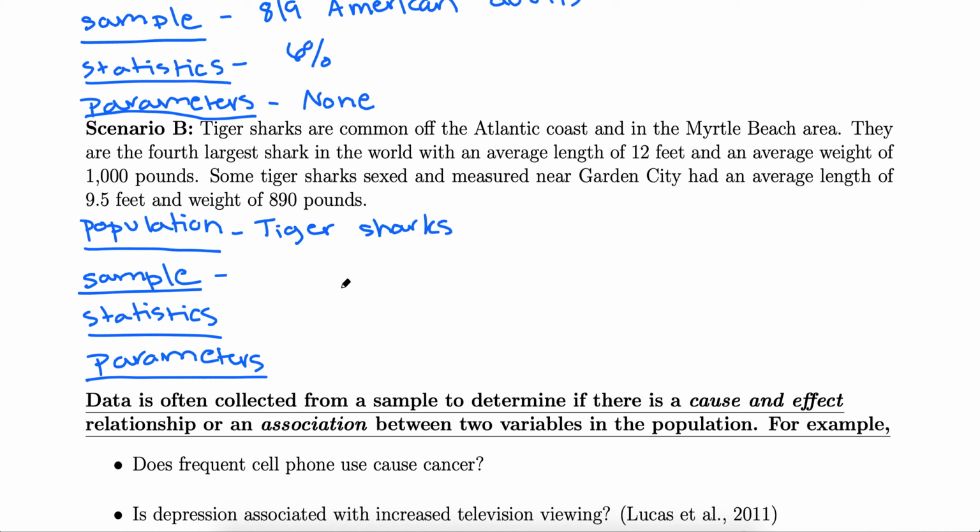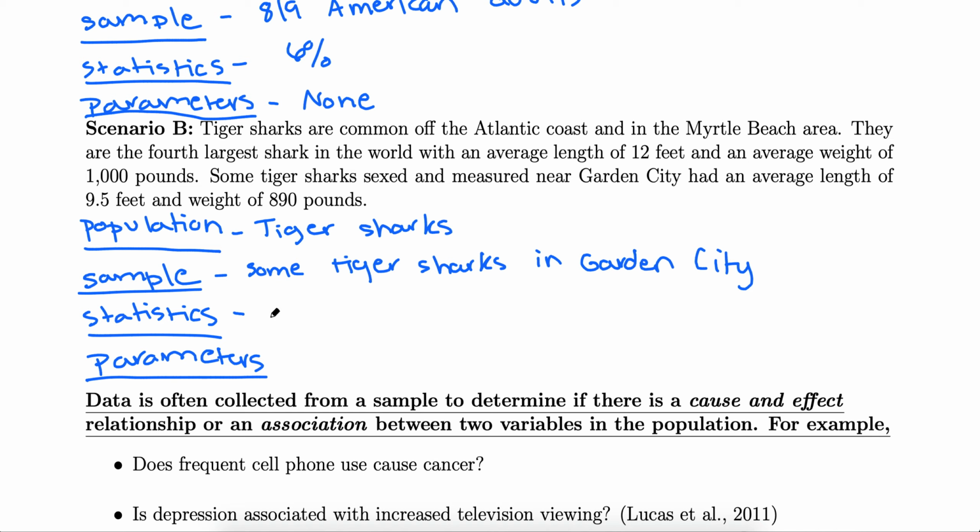And we're not going to look at every single tiger shark. Our sample, or subset, they tell us some tiger sharks were looked at near Garden City. They don't give us the number in this problem, so don't try and make anything up. Just say some tiger sharks in Garden City. That is our sample. And then remember your alliteration, statistics, anything that summarizes the sample.